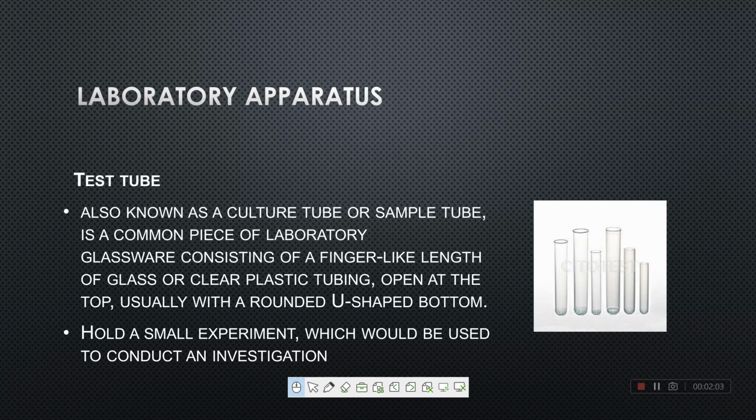These are very important to hold a small experiment which are used for the investigation processes, alright. Mainly the glass test tubes are used in the hematology laboratory, in the biochemistry laboratories and the microbiology laboratories. It consists of a finger-like length of glass or clear plastic tubing, open at the top with a rounded U-shaped bottom.